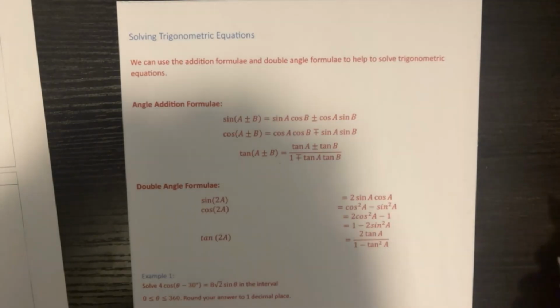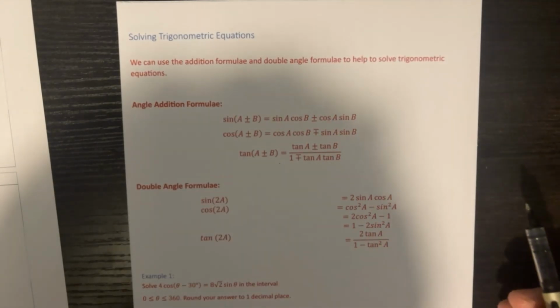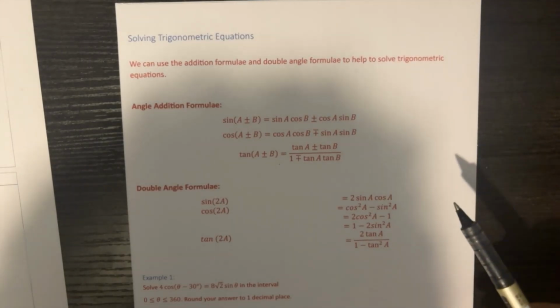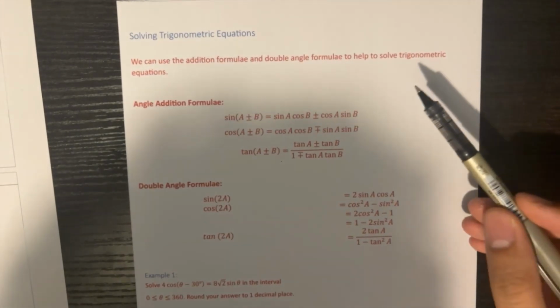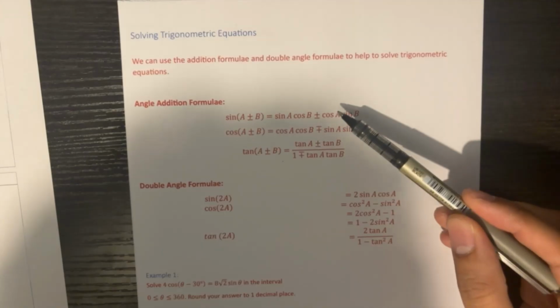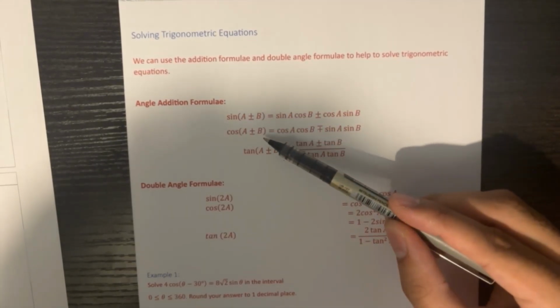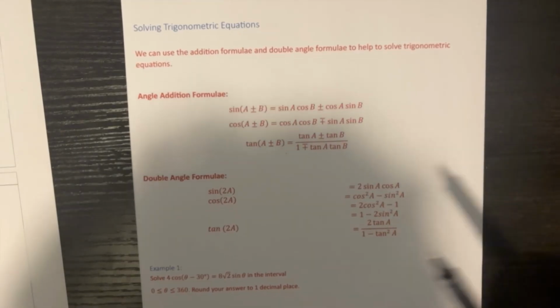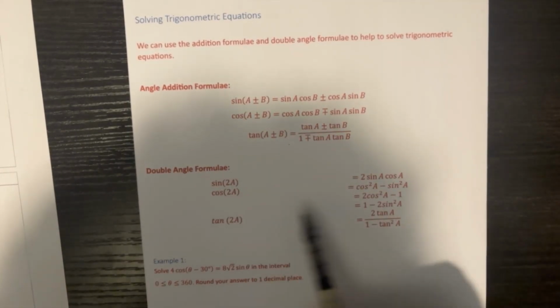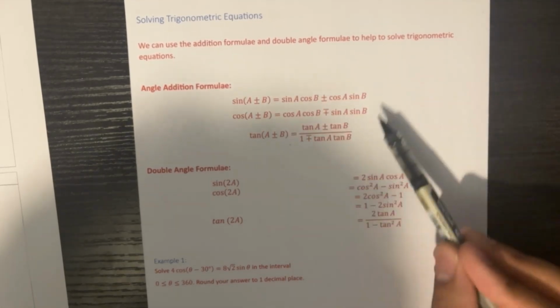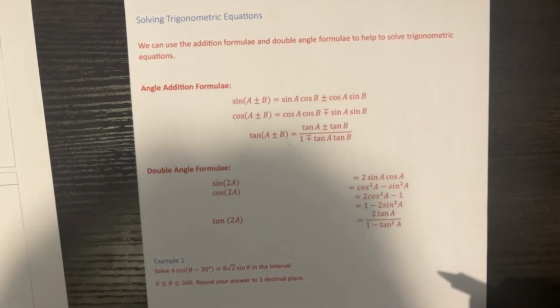In this video, we're going to look at solving trigonometric equations using the angle addition formulae and the double angle formulae. On our sheet here, we've got the angle addition formulae, the formulae for sine A plus B, cos A plus B, and tan A plus B, and of course the double angle formulae, which we don't get given in the formula booklet, but we can derive those from the angle addition formulae.